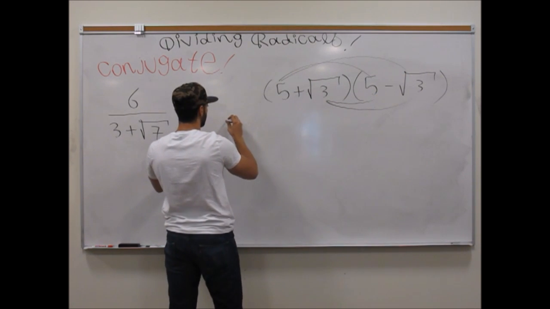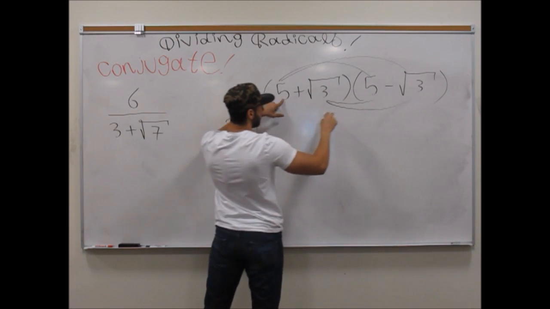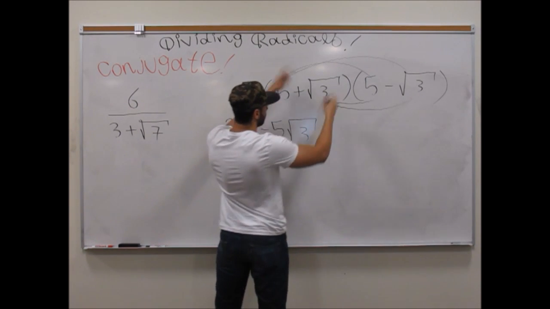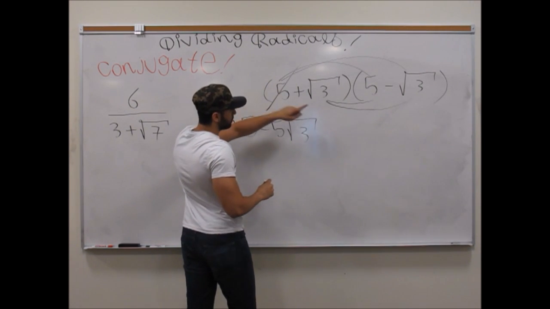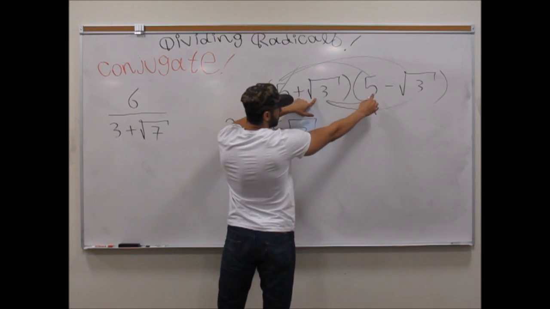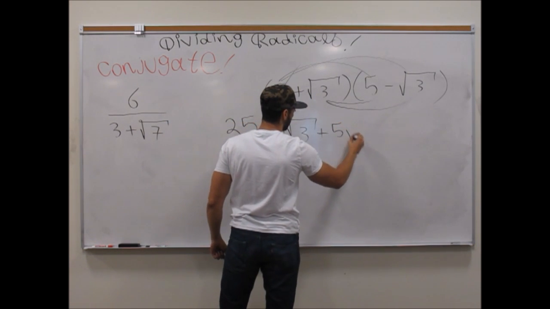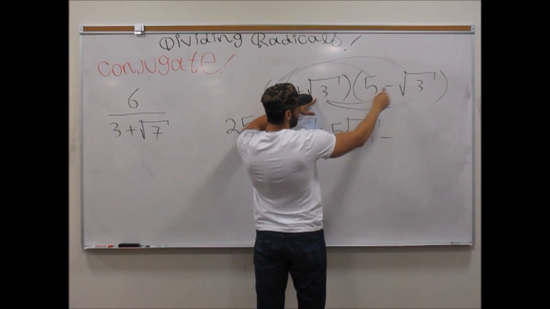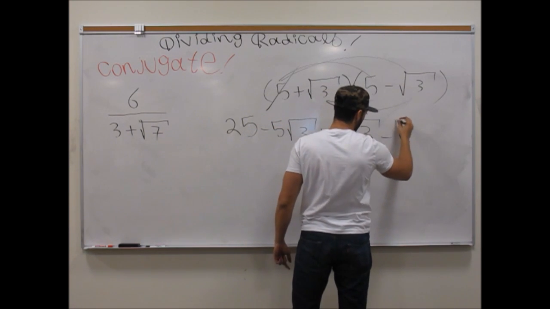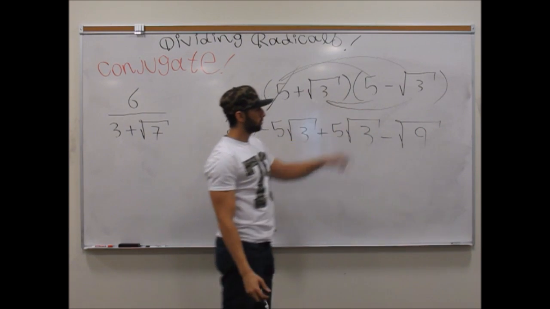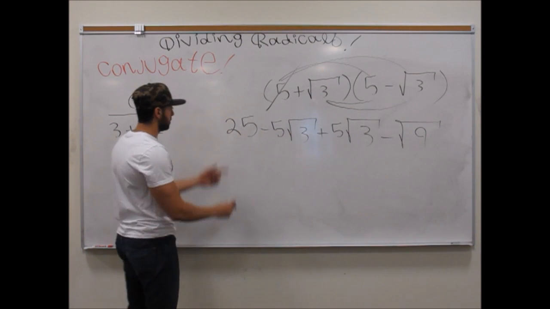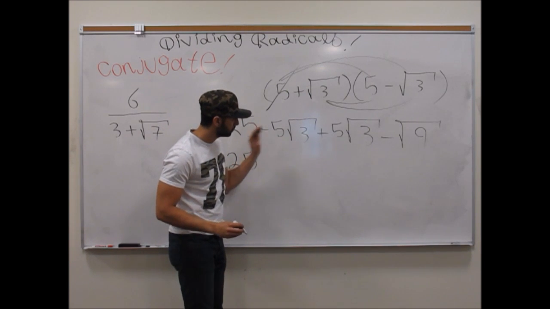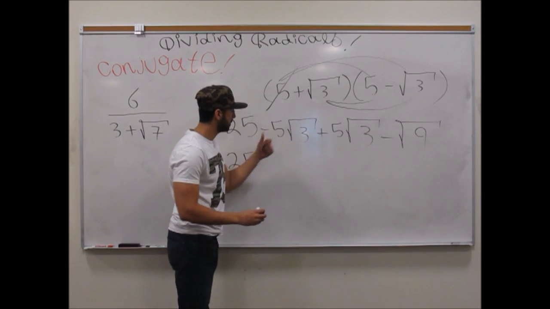So you get 5 times 5, which is 25. Then you get 5 times a negative rad 3, which is a negative 5 rad 3. So we distributed this. Now we just got to distribute this rad 3. So rad 3 times a positive 5 is a positive 5 rad 3. And then rad 3 times a negative rad 3, so that'll be rad 9. We know it's going to be 3, but again, I'm just writing that out. So you get 25. And then notice the middle term here cancels because you got 5 rad 3 and minus 5 rad 3.